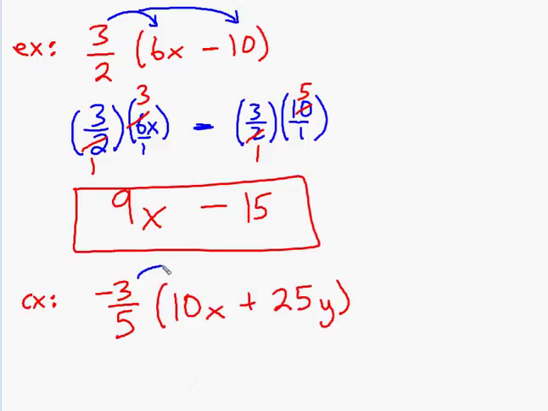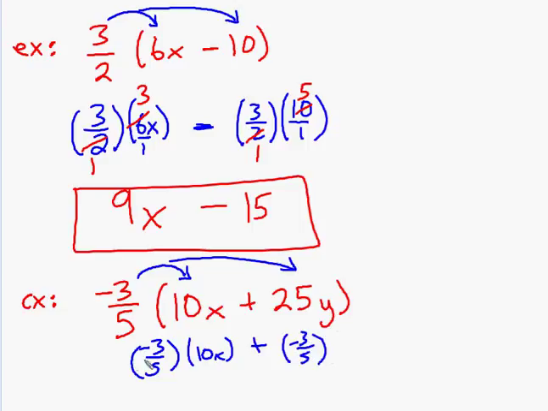So I distribute this. Boom. Boom. So I'll write it the long way. Negative 3/5 times 10x. I copy down this plus sign. Negative 3/5. Notice how I make use of my parentheses. Now I'd rather use them too much than not have them when I should have them.